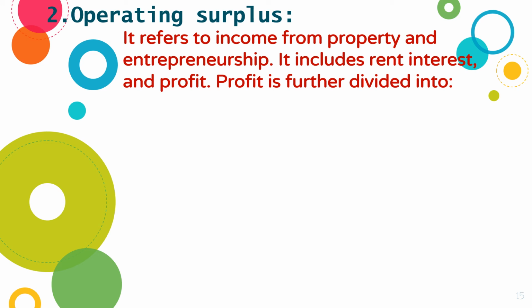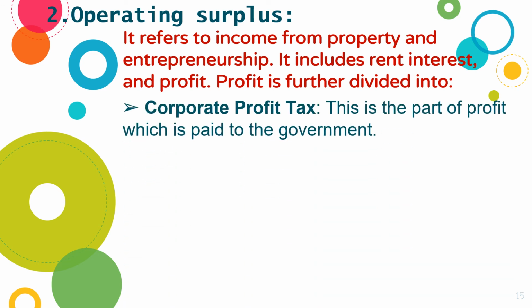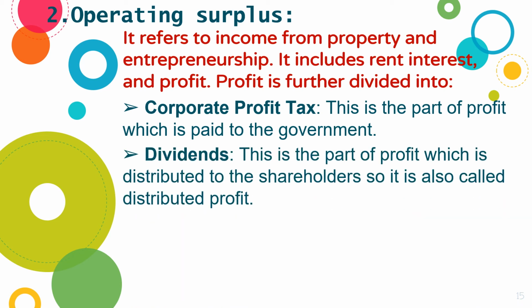Now, profit is further divided into three. The first, corporate profit tax, which is the part of profit which is paid to the government. The second, dividends. This is that part of the profit which is distributed to the shareholders. So it is also called distributed profit.